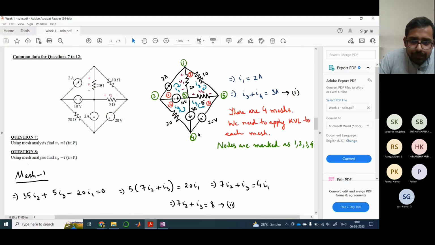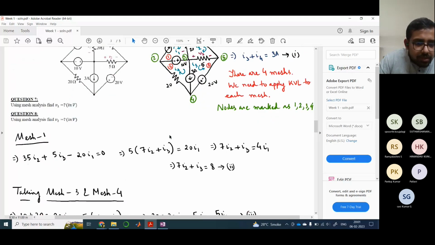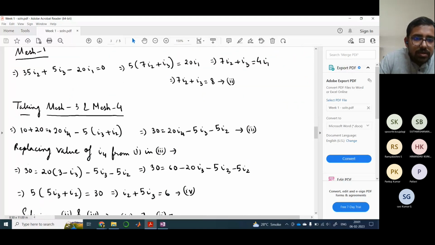Now just look at this equation. We have this 20 ohm resistor and we have this 5 ohm resistor, right?